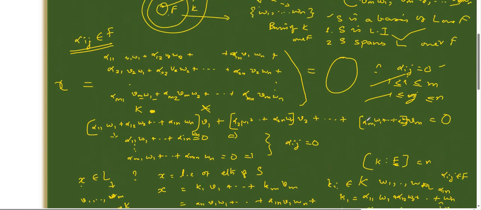vm w1 plus and so on alpha mn vm wn. So we have got this, and these are scalars. These scalars are from F. Why? Because K is finite dimensional over F and the basis elements are these. So naturally the scalars should be from F. So you have your x being written in this way. We have shown S is linearly independent and S spans L.